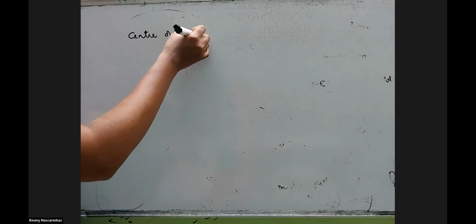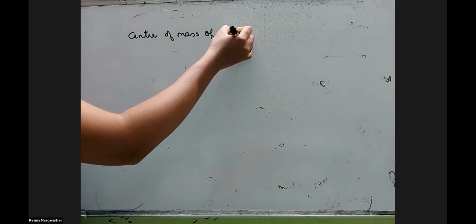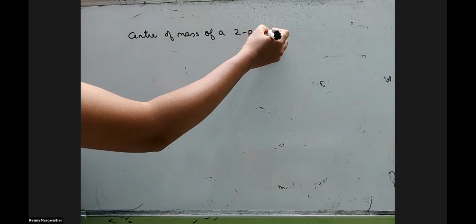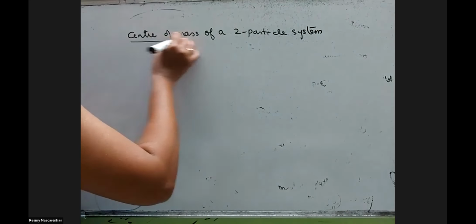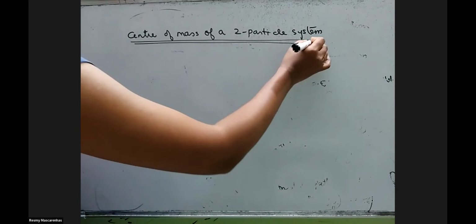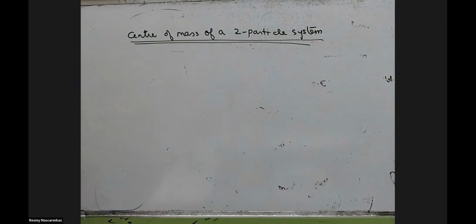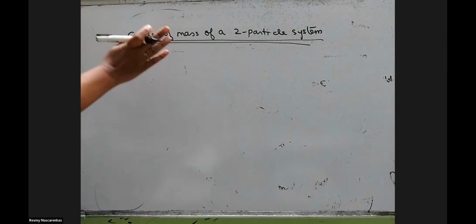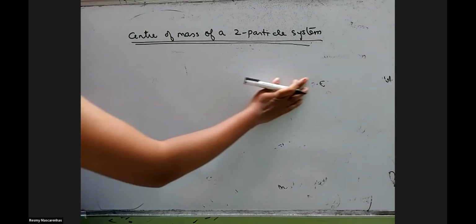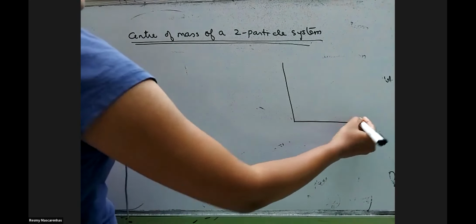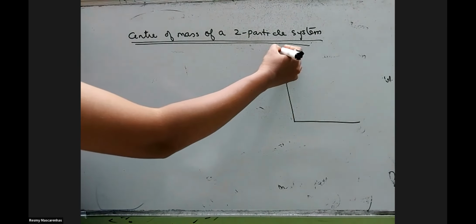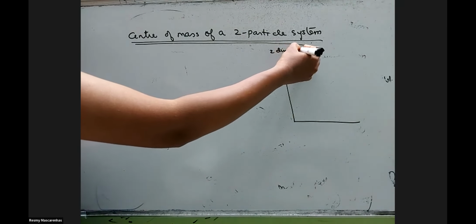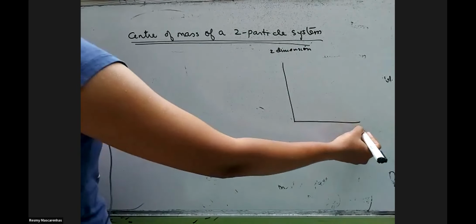Center of mass of a two particle system. This is important from here on, no? Because you have to calculate problems based on this. Now suppose in 2 dimensions, we are just checking. 2 dimensions means it will be only x and y coordinates.